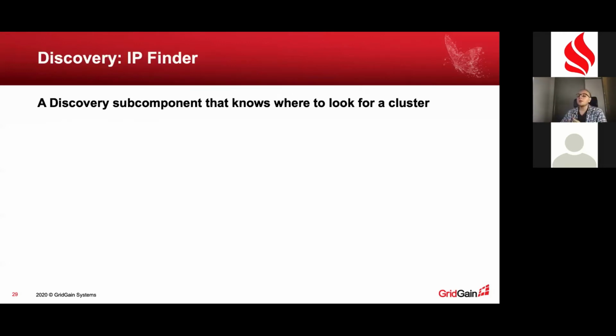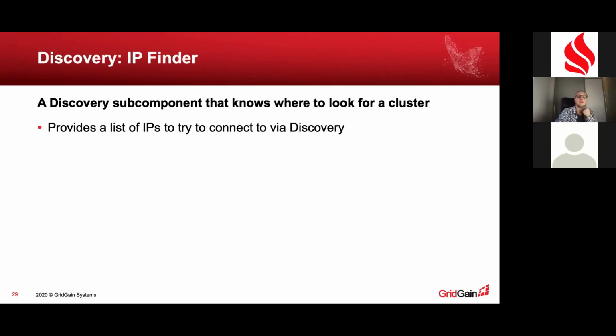In Apache Ignite, connecting to a cluster is handled by the Discovery subsystem. And in particular, finding a cluster, finding the IPs to connect to, is handled by a small but very important component, which is a part of Discovery and is called IP Finder. This is the component that provides us with a list of IPs. It does that through one of its many implementations.